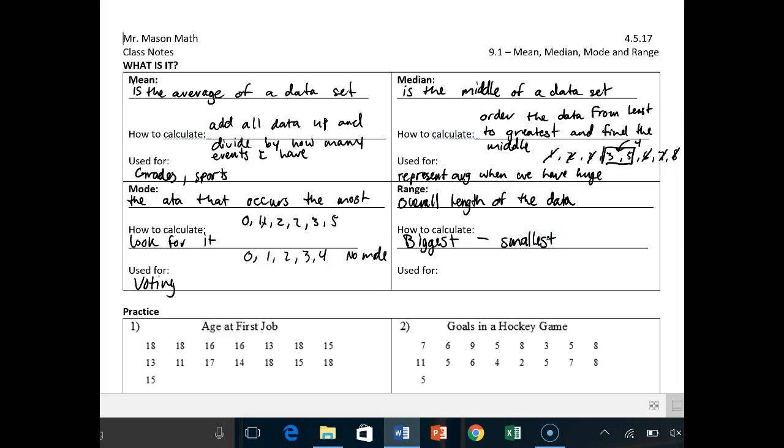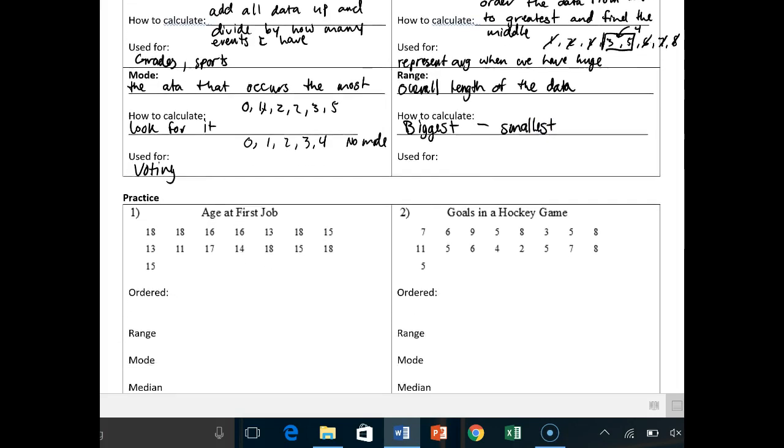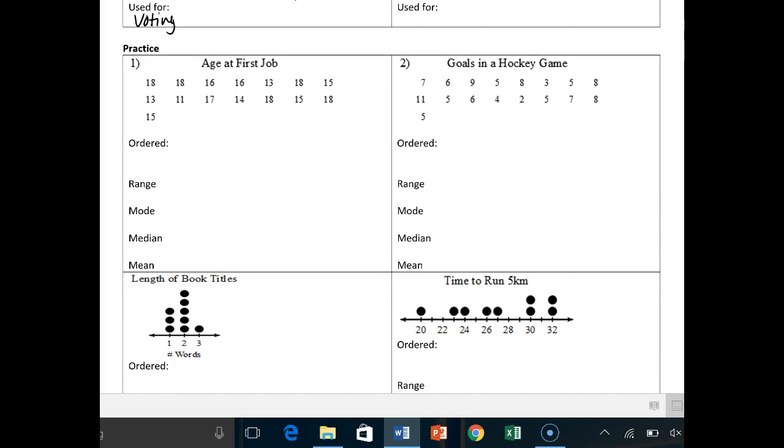All right? So, first practice. You have an age at your first job. So you have all these people that said, I was 18, I was 16, I was 16, etc. The first thing you want to do when you're working with mean, median, mode, range is just order it. That's the very first thing. And as you do it, just cross off.